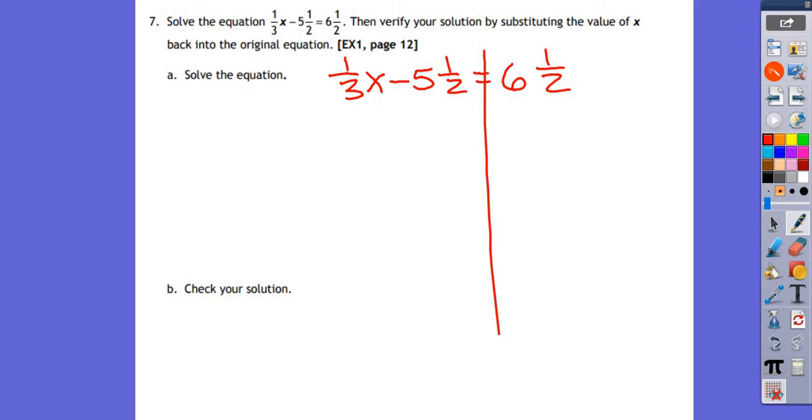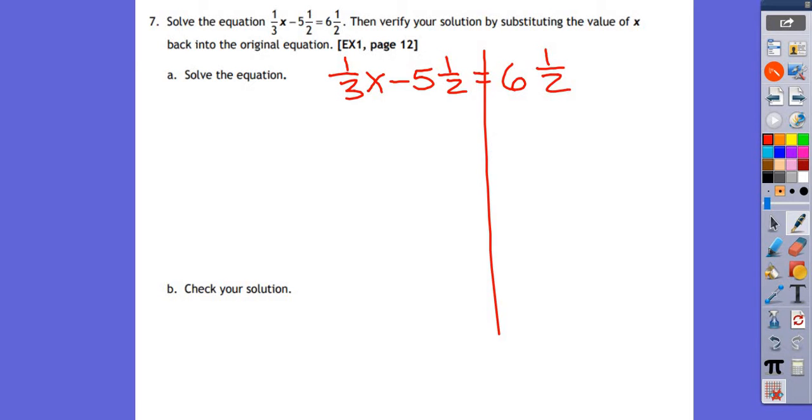Okay, so let's establish our people in this problem. Is X married? Yes. To who? 1/3. Does X have any children? Yeah, 5.5. Do those children have a positive or a negative attitude? Negative. And who is the counselor? 6.5. Okay, so who moves first? Who always moves first? The children. The kids. It's a -5/2.